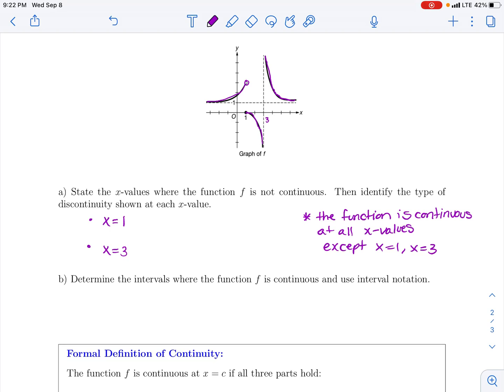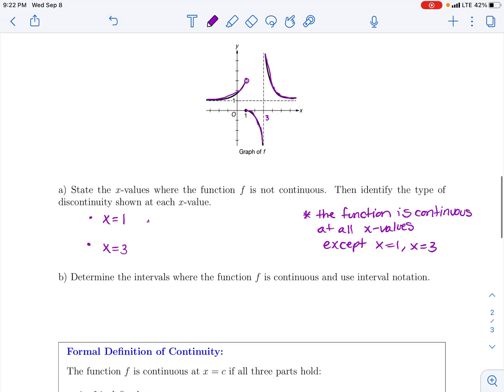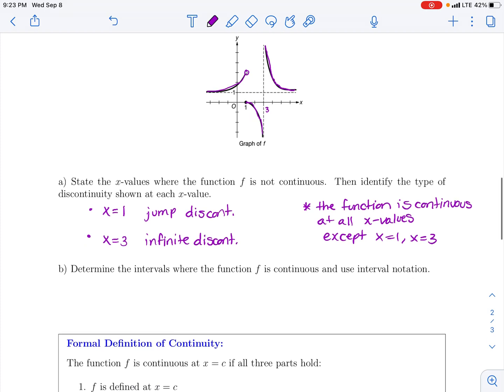Okay, so coming back, we see that x equals 1 is a jump discontinuity, because you can see that gap in between those two pieces of the function at x equals 1. And then at x equals 3, we would say that this is infinite discontinuity. Or, like I said, College Board, we could say that this is discontinuity due to a vertical asymptote. Okay, so you want to make sure that you're familiar with both of those things.